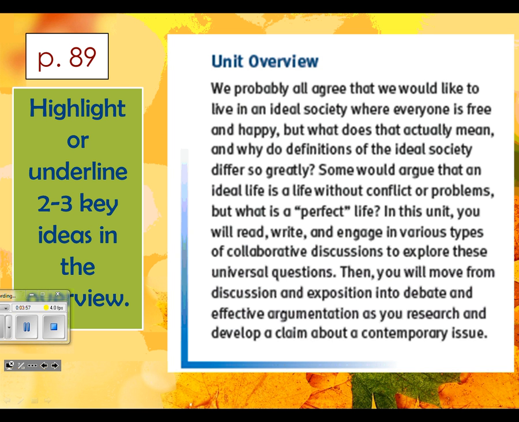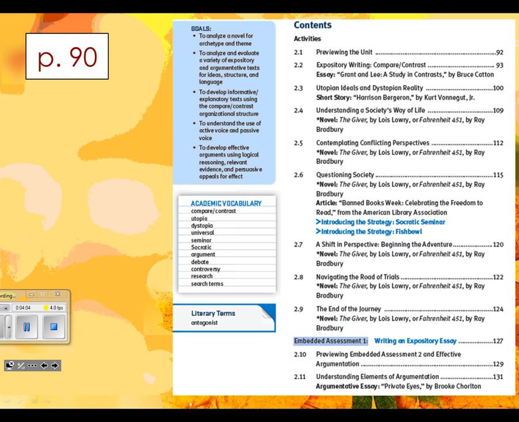All right, once you've finished highlighting 2 to 3 key ideas, go ahead and turn to page 90. Something I do want you to notice, just with the table of contents, for the first half of this unit, you only have 9 activities and you go straight into that first EA. So this is going to be a very quick turnaround. Within 2 weeks' time, you folks are going to be working on your next assessment. That's a very quick turnover from what we've done in the past.